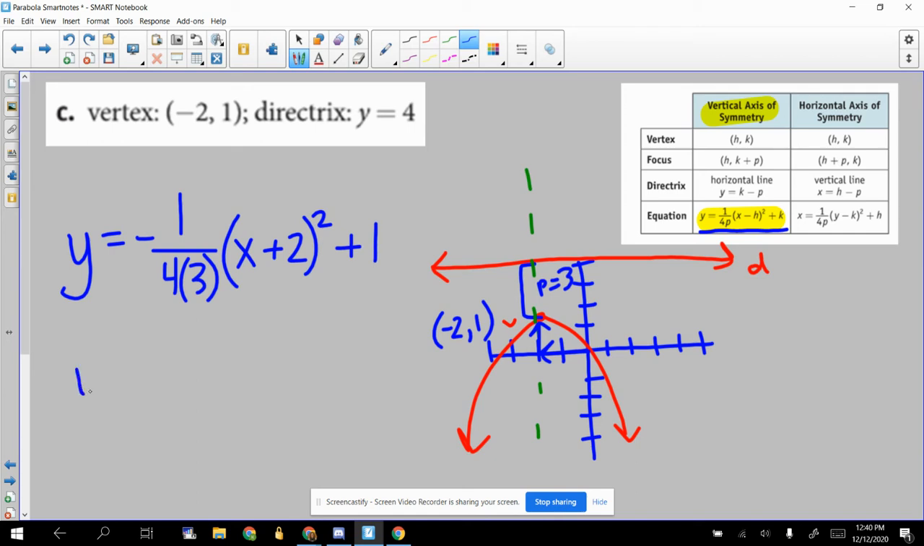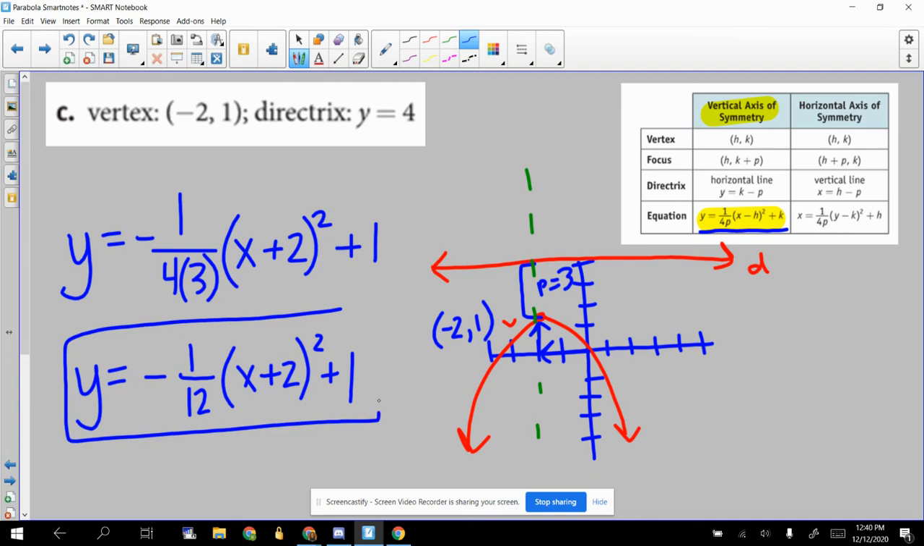So then we just need to simplify, and we have y equals negative, because it opens downward, 1/12, because 4 times 3 is 12, times x plus 2 squared plus 1. And that's it. That's your equation for this parabola. And again, pretty cool because we found that just by knowing what the vertex and the directrix were.